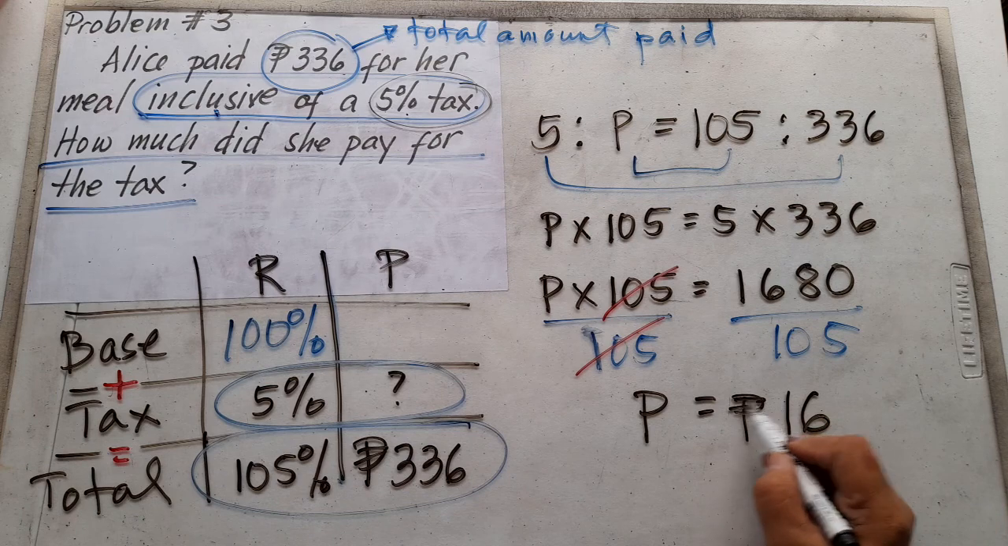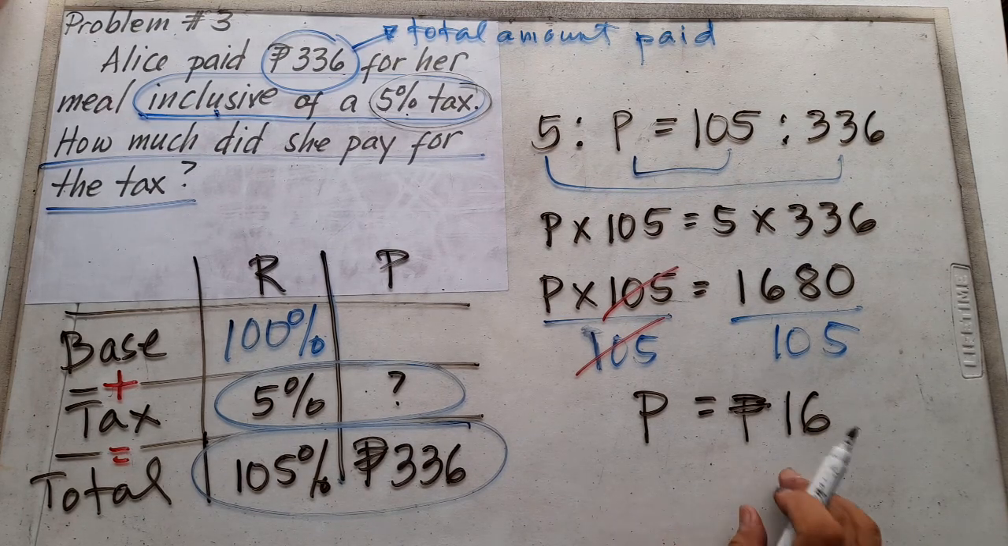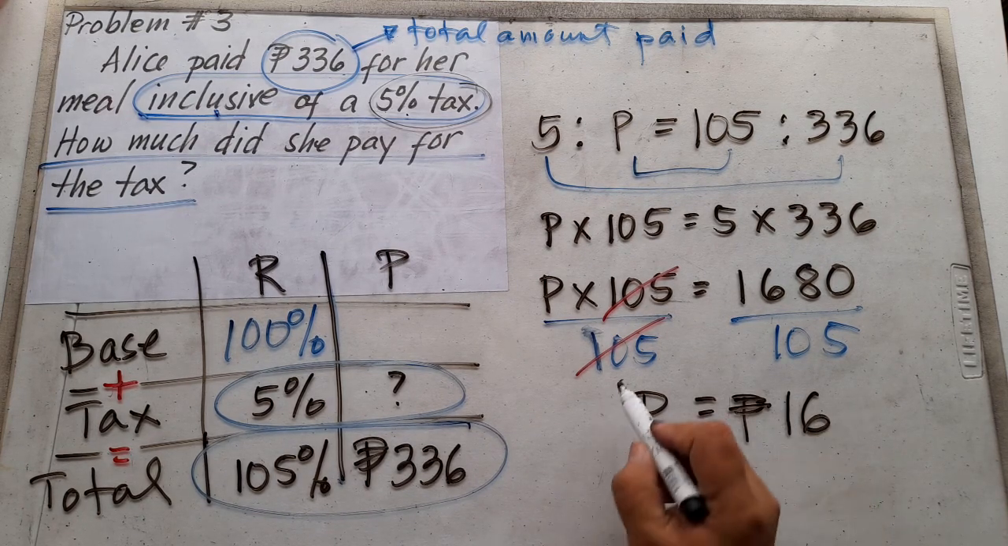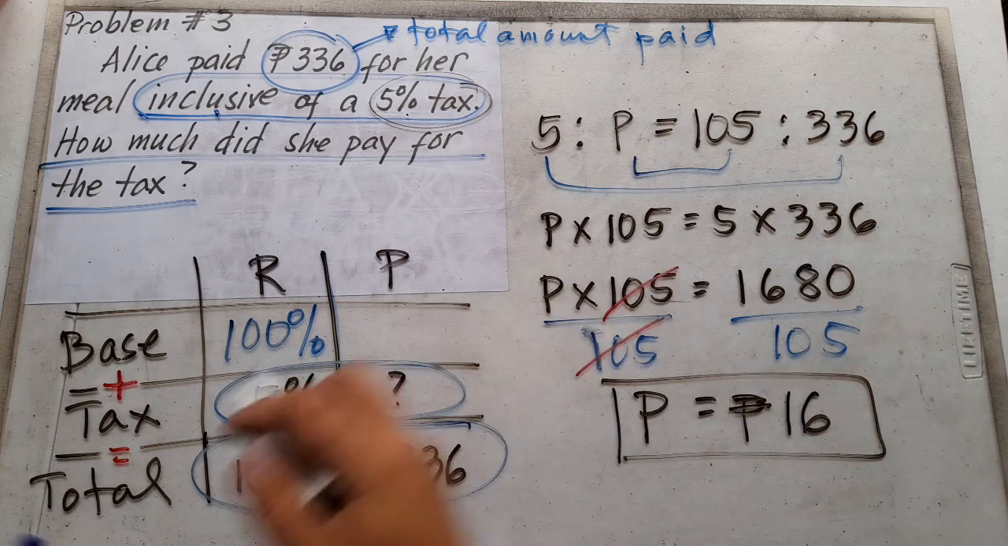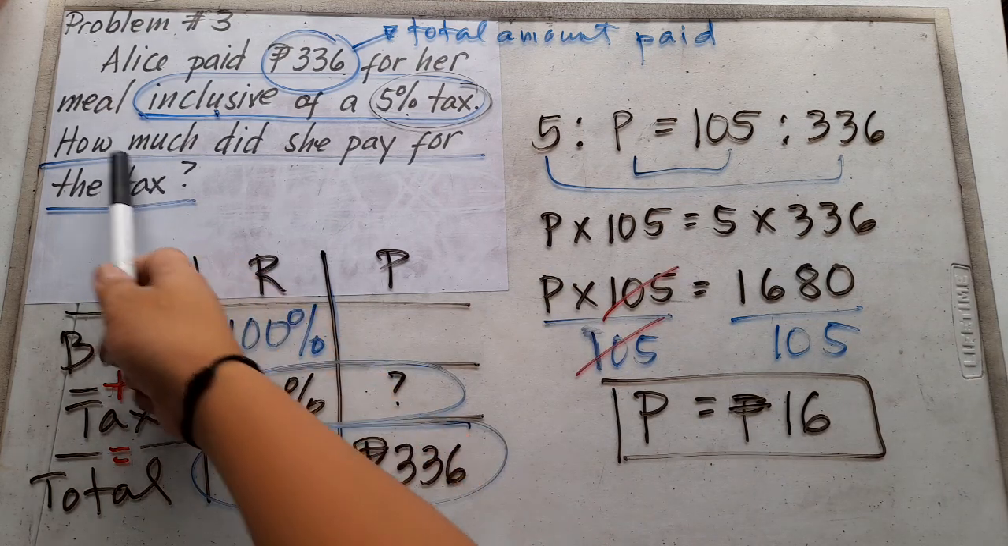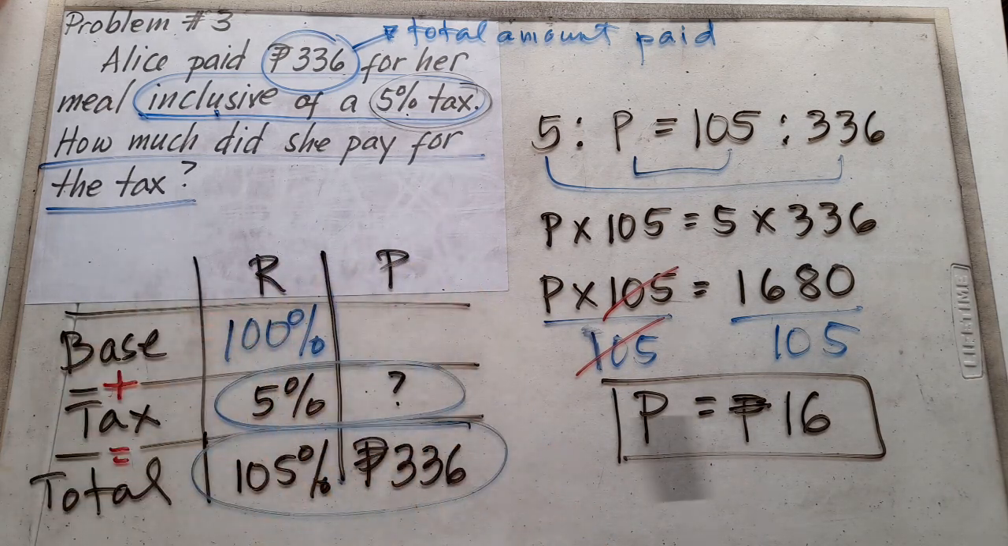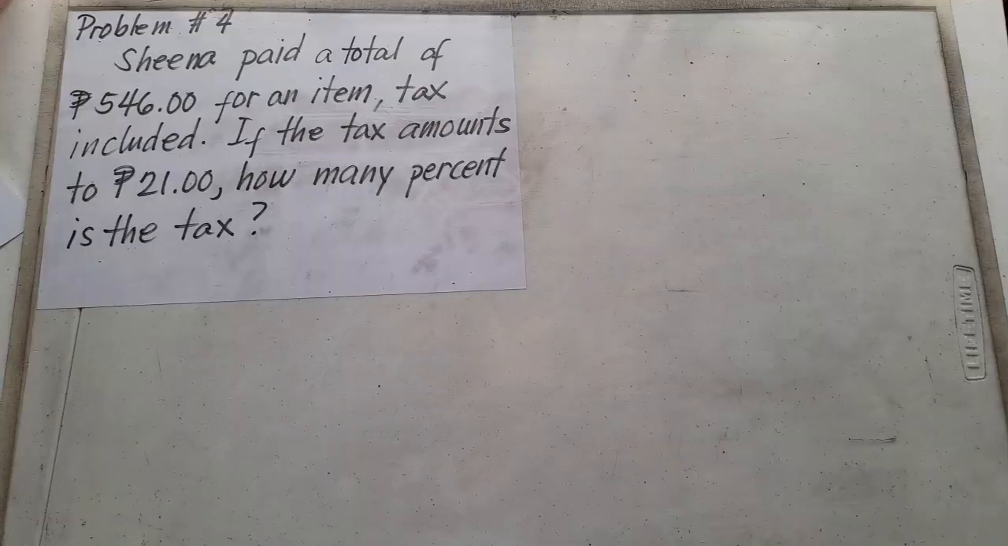So, we should have the peso sign before 16. Okay. So, balikan natin yung problem. How much did she pay for the tax? It's 16 pesos. Let's have problem number 4.